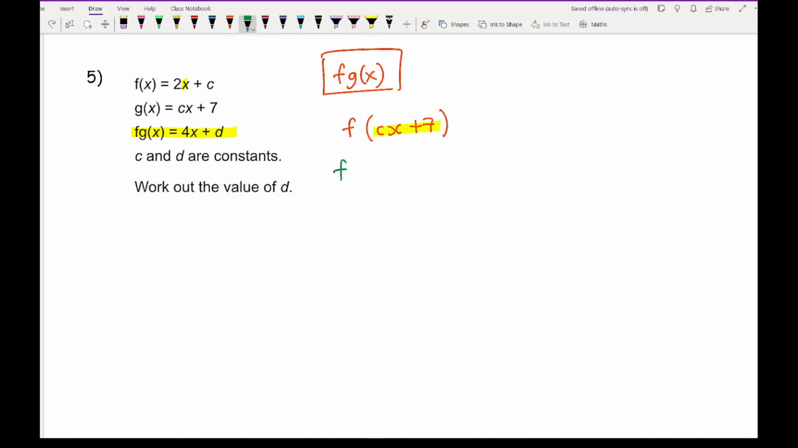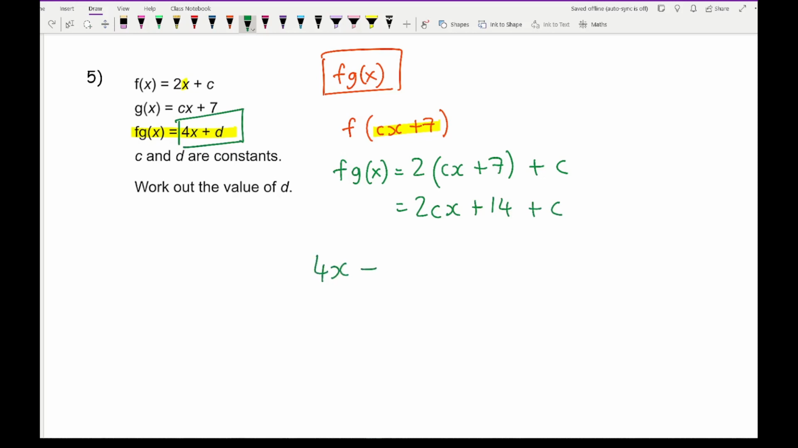So what I'm going to do is in f, I'm going to swap that x with what's in this bracket. So what I've got then is fg of x is going to equal 2 lots of cx plus 7 plus c. Now if I simplify all of that, I get 2cx plus 14 plus c. And that all equals this. So 4x plus d equals 2cx plus 14 plus c.